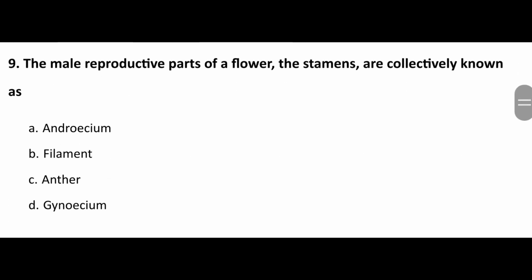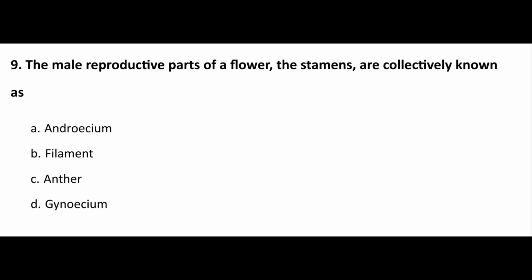Then question number 9, the male reproductive part of a flower, the stamens, are collectively known as the androecium. Filament is a part of the stamen, and anther is also a part of the androecium or stamen, and gynoecium is the female reproductive part of a flower. So here the collection of stamens or male reproductive parts of a flower is called the androecium. So here the answer is option A, which is androecium.